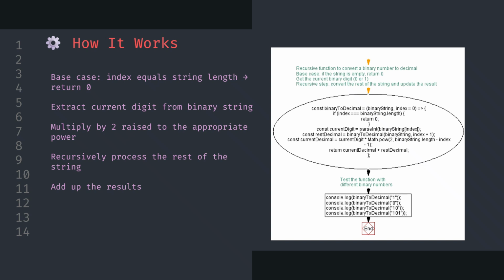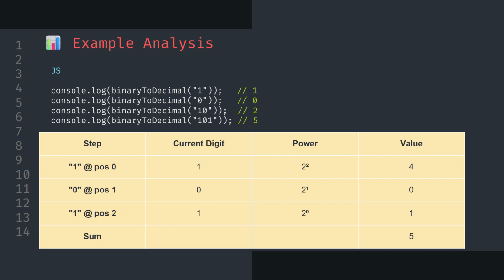Let's analyze an example. Let's take 101 as an example. At position 0, digit 1 gives us 4. At position 1, digit 0 gives us 0. And at position 2, digit 1 gives us 1. Adding them together gives us 5 in decimal. This shows how recursion naturally handles digit position weighing.